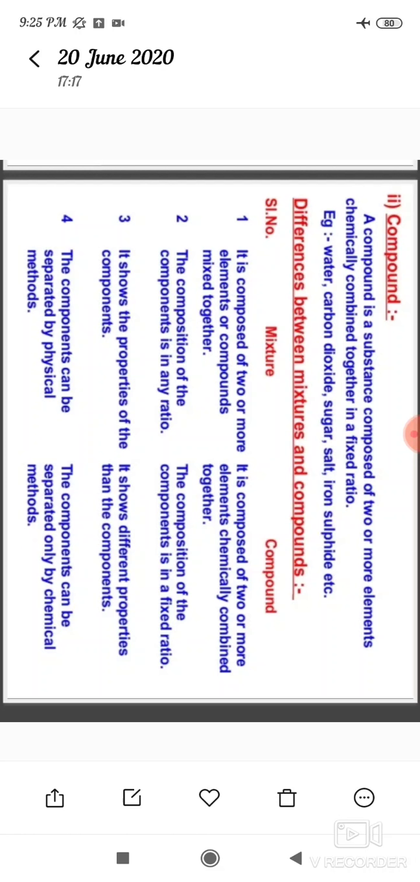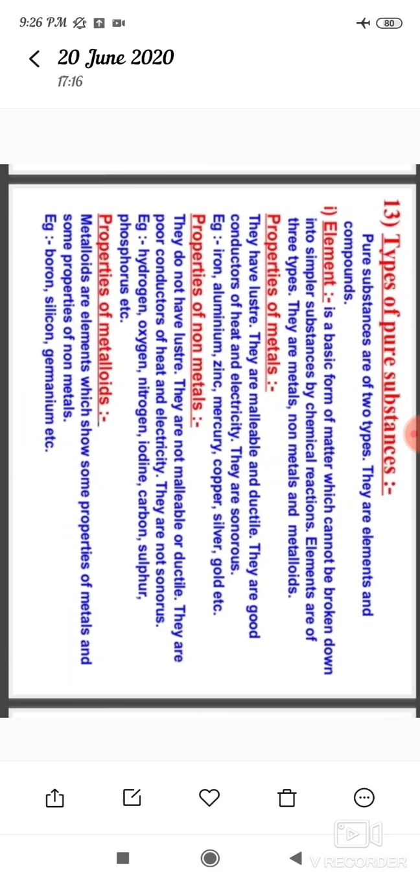In a mixture, it shows the properties of the components. In compounds, it shows different properties than the components. In a mixture, the components can be separated by physical methods, but in a compound, the components can be separated only by chemical methods.